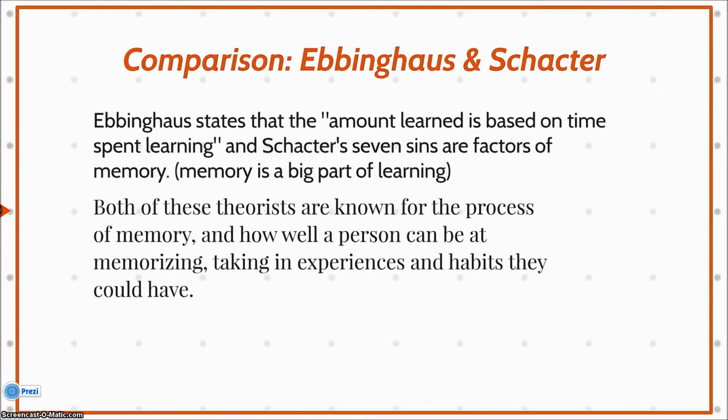Comparison between Ebbinghaus and Schacter. Ebbinghaus states that the amount learned is based on the time spent learning, and Schacter's 7 sins are factors of memory. Memory is a big part of learning. Both of these theorists are known for the process of memory, and how well a person can be at memorizing, taking in experiences and habits they could have.